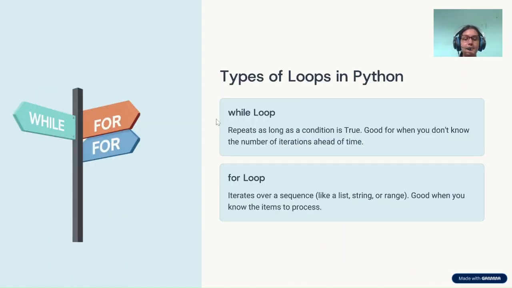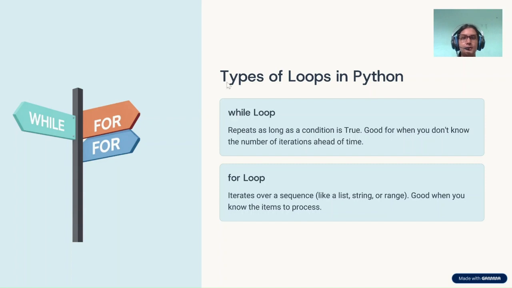Now, what are the types of loops in Python? Python has two main types of loops. First is the while loop and second is the for loop. A while loop keeps repeating as long as the condition remains true, and a for loop repeats over a sequence of values such as numbers, strings, or a list.